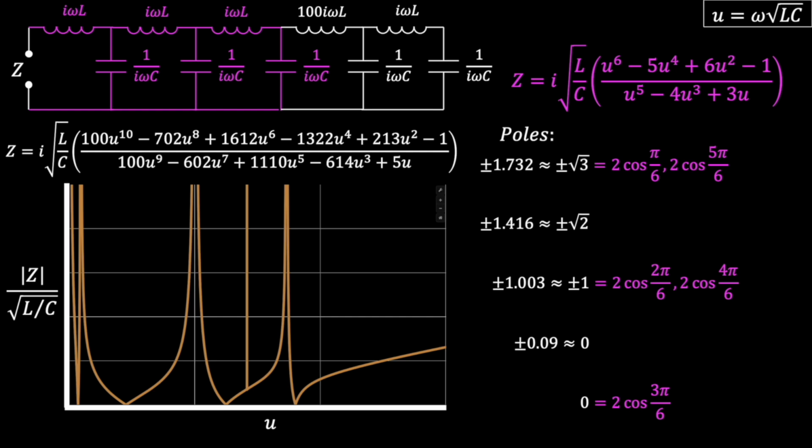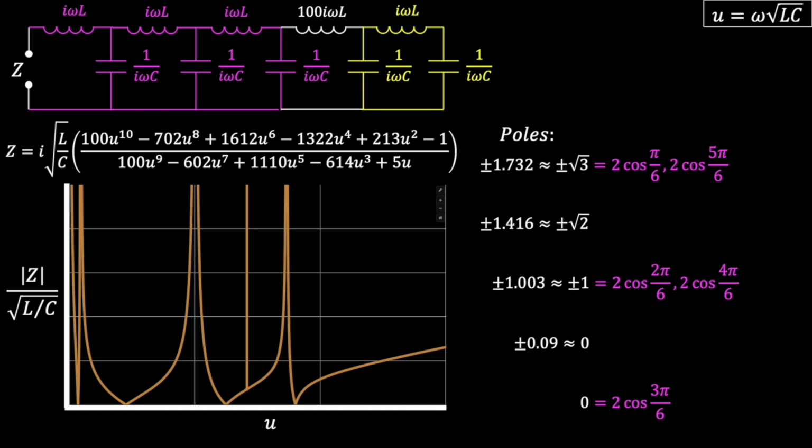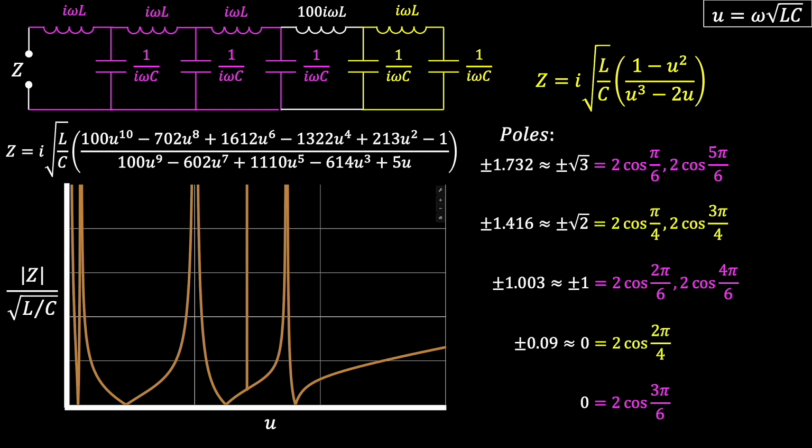with self-similar ladder branches. Now I'll highlight the portion of the circuit to the right of the 100 in yellow. And here is the corresponding impedance for that 3-element circuit. The remaining 3 poles, corresponding to plus and minus 1.41 and 0.09, happen to be approximately equal to the poles for that 3-element circuit all by itself. So despite having inserted some variation where not all circuit elements are the same, there is still the appearance of this geometric sequence of angles that determine the location of the poles.